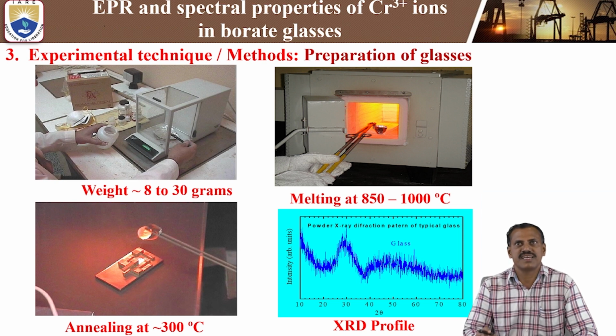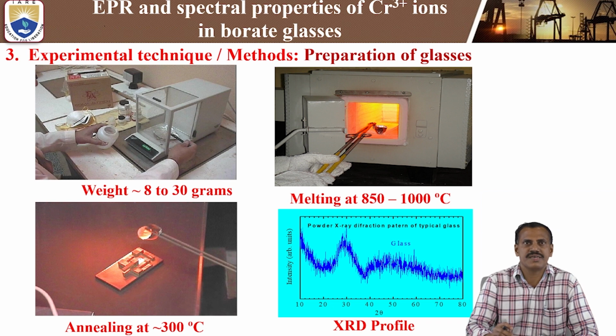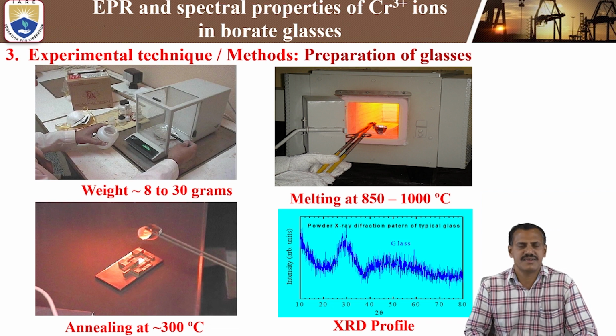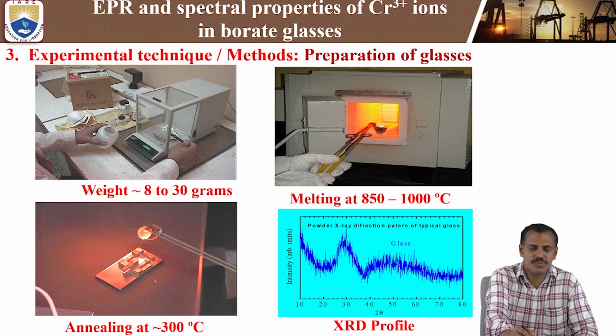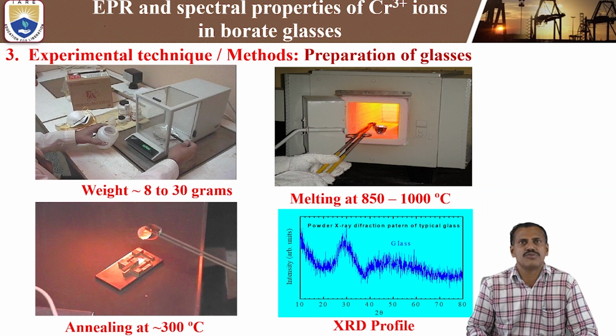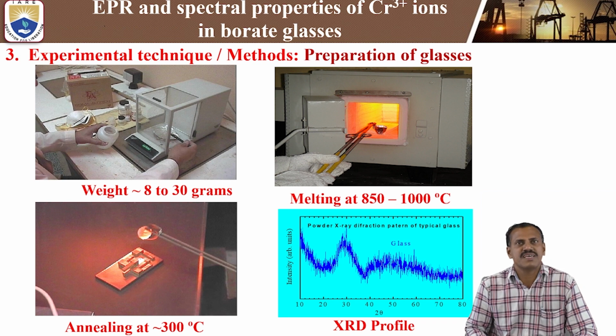After melting the glass composition, we pour it into the preheated brass mold. This is the preheated brass mold. After pouring into the brass mold, it forms the glassy state. That means we have to do annealing, at a temperature below the glass transition temperature.